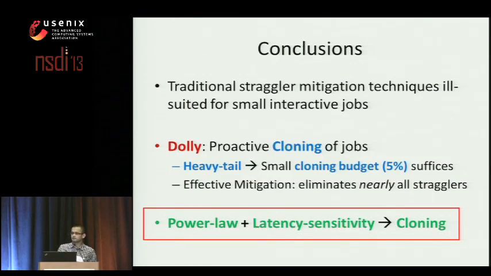So to conclude, what we've seen is that traditional straggler mitigation strategies are not particularly suited for these small interactive jobs, which are growing in importance in these clusters.